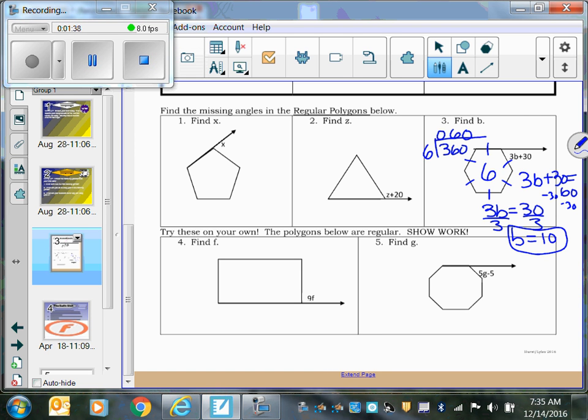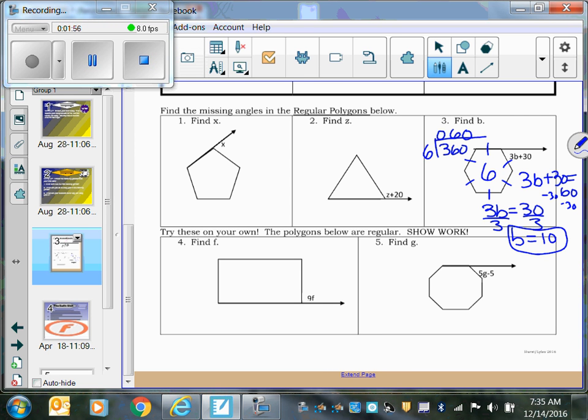Now, I want you to try these bottom 4 and 5 on your own before you go to the back of the worksheet. These are both regular polygons, okay? That means that all the sides are the same and all the angles. Make sure you show all of your work.